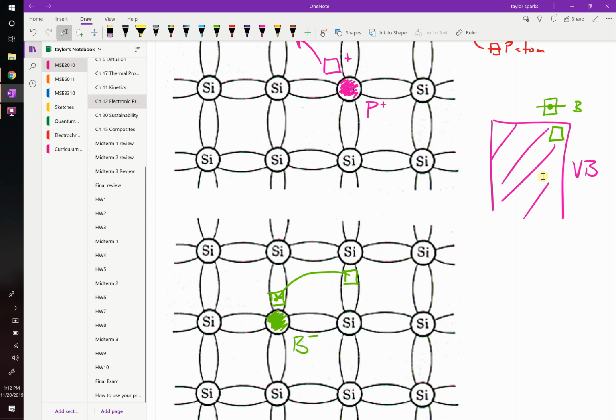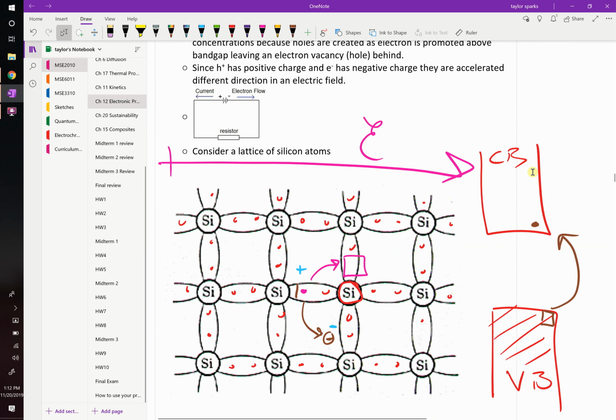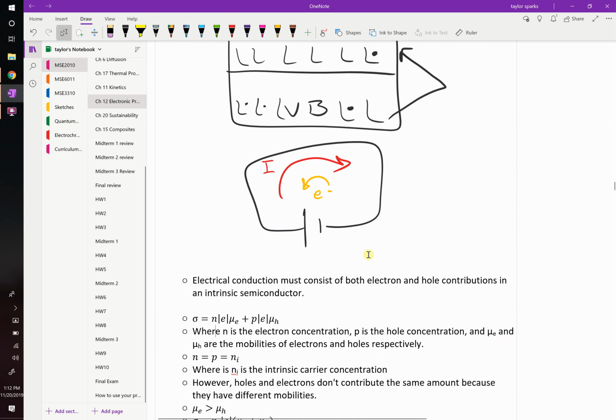Everybody with me? These things are ionized, so it did cost energy to create the carriers which become mobile, but it's not very much. It's much less than an intrinsic, which requires you to jump this whole gap. That's a much bigger energy penalty. Okay? Let's keep going.